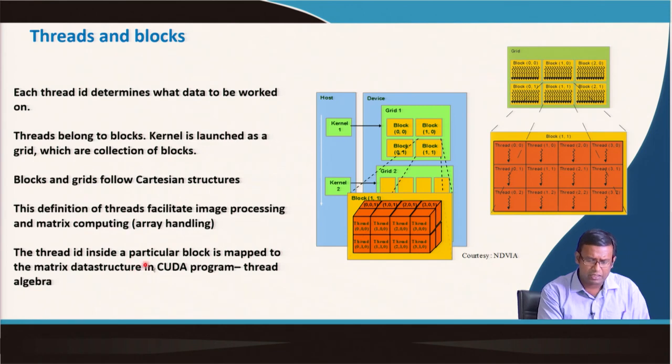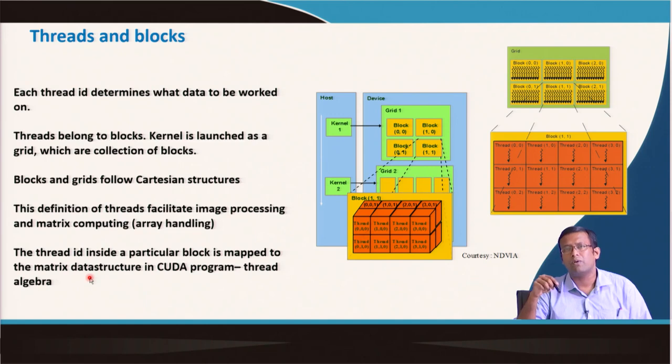The thread ID inside a particular block is mapped to the matrix data structure in a CUDA program. So we know the thread ID inside the particular block, we know the block ID, and combining them we can find a global ID of the thread, which can be mapped to the matrix data structure. Now as threads have multiple coordinates and blocks have multiple coordinates, we can consider matrices of higher dimensions also. This is known as thread algebra. While looking into matrix manipulations, we have to look into thread algebra also.